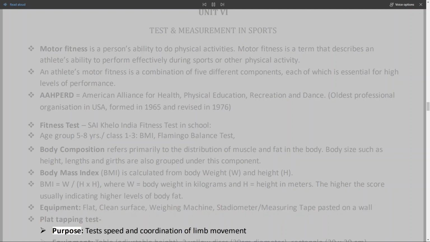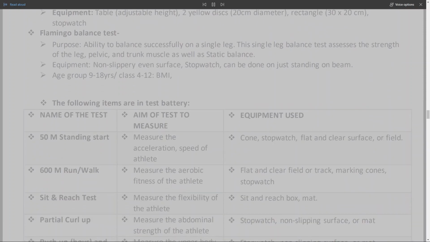Plate tapping test. Purpose: tests speed and coordination of limb movement. Equipment: table, adjustable height, 2 yellow discs, 20 cm diameter, rectangle, 30x20 cm, stopwatch. Flamingo balance test. Purpose: ability to balance successfully on a single leg. This single leg balance test assesses the strength of the leg, pelvic, and trunk muscles as well as static balance. Equipment: non-slippery even surface, stopwatch, can be done just standing on a beam.